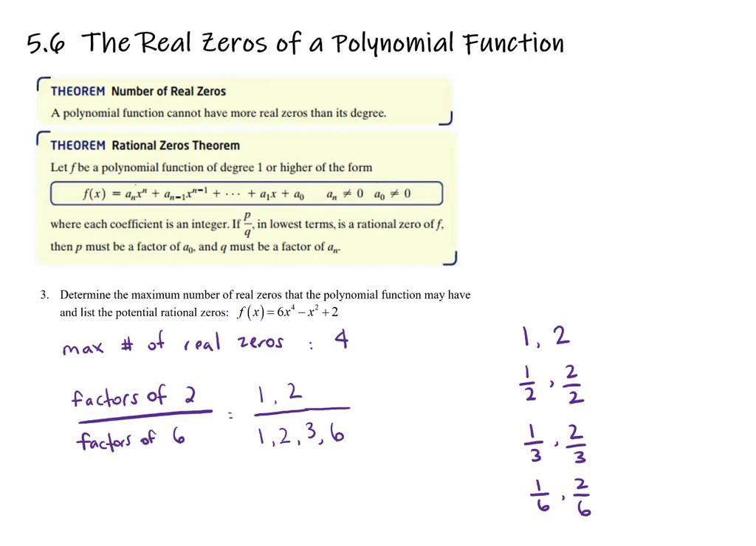However, some of these mean the same thing as others, because if I reduce the 2 over 2, I get 1, and 1 was already on the list. And if I reduce the 2 over 6, I get 1 over 3, which is already on the list. Are there any others I can reduce? If not, then there's my final list. So I have plus or minus 1, plus or minus 2, plus or minus 1/2, plus or minus 1/3, plus or minus 2/3, and plus or minus 1/6. And so these are my potential rational zeros of this function.